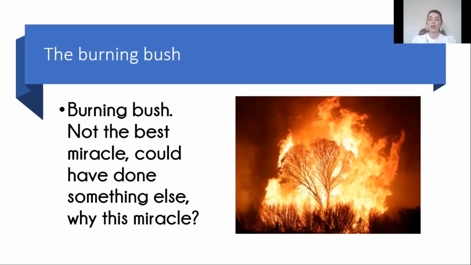If you think of God opening the sea and putting up a wall of water and having them walk on dry land, that's quite an amazing miracle. And all of the plagues and how Israel was saved, those are amazing miracles. But why on earth did God choose this burning bush miracle to happen, and what did it actually mean?